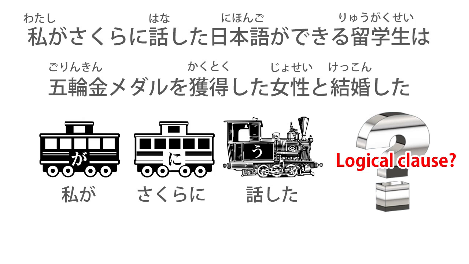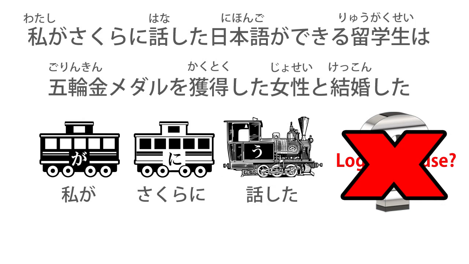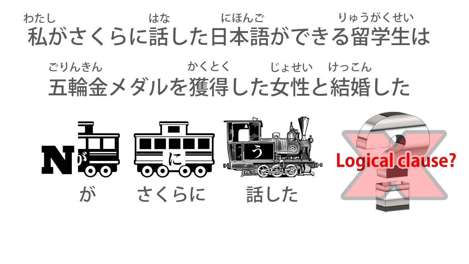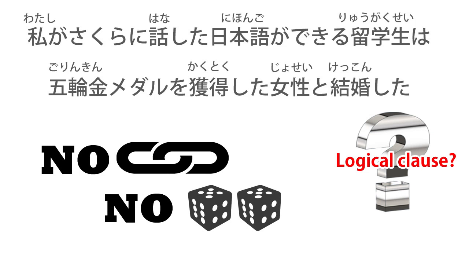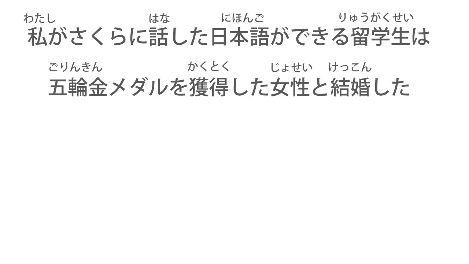Well, we know that it's not a complete logical clause. I spoke to Sakura. Why not? Because it's not ending in any kind of conjunction, is it? It's followed directly by a noun. Nihongo. There's no conjunctive word, there's no te form, and it's not the I stem of hanasu. So we know that this is in fact a modifier for something else. So what have we got next?